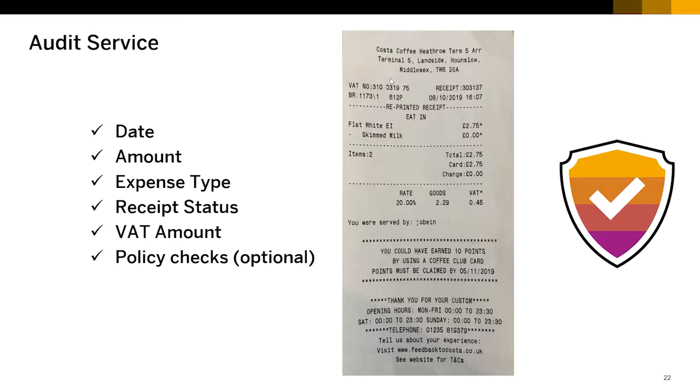So as good as the technology is, sometimes the information that it captures can be awry. So it's important, in order to stay compliant with HMRC and other local tax regulatory bodies, there is going to be a need for somebody somewhere to double check the information that's been read by the technology matches precisely what is on the receipt. So the sorts of things Concur will do is double check the date, the amount, the expense type, and so on.